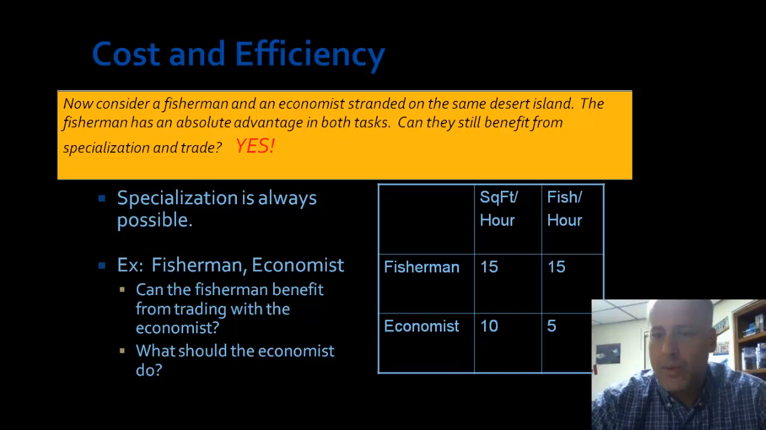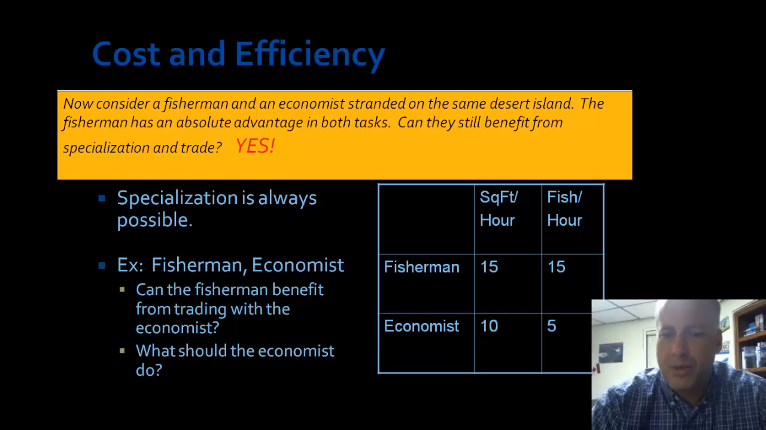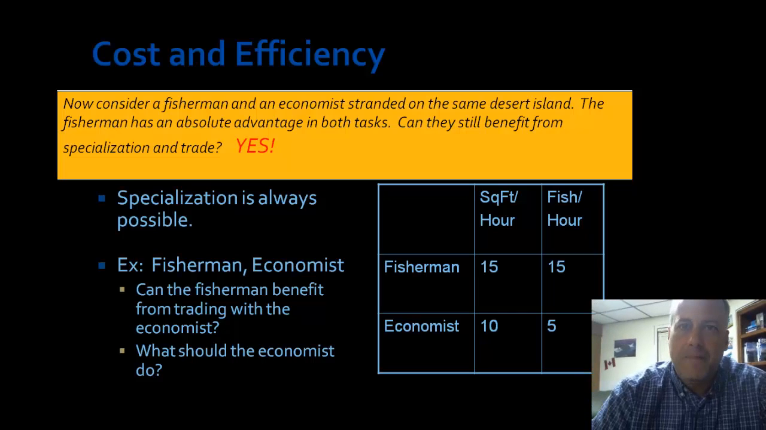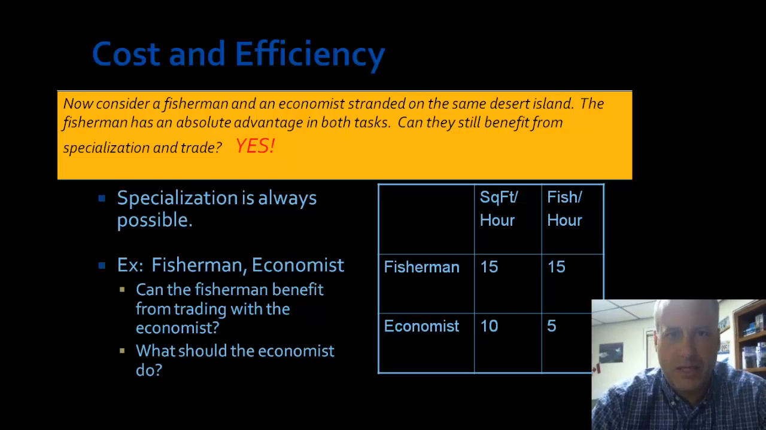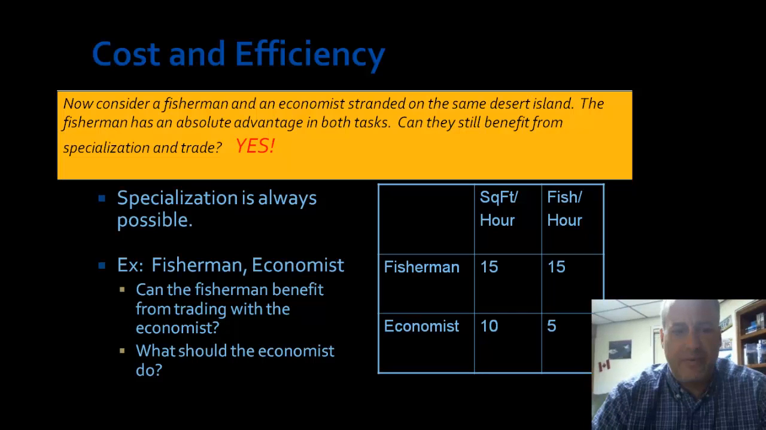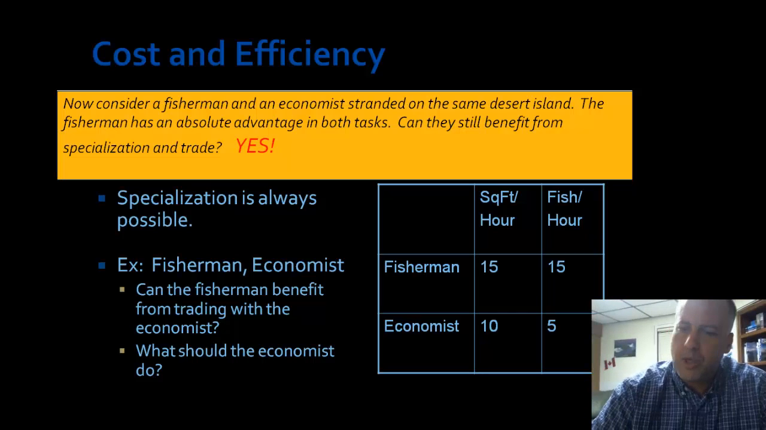Right? And the reason for this is that when we think about the opportunity cost of fishing and the opportunity cost of building houses for the fisherman and the economist, one is going to have a comparative advantage in one task. The other is going to have a comparative advantage in the other task. So the question that I would ask you is, in our example, what should the economist specialize in? Well, he's not as good a fisherman. He's also not as good a builder, but what should the economist specialize in?